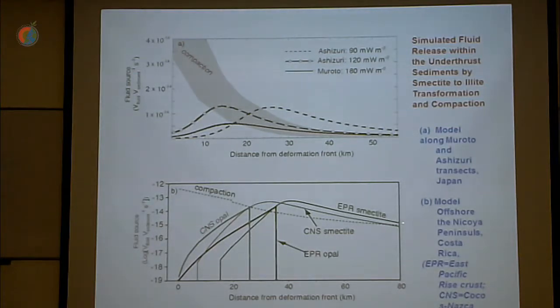plate and the East Pacific Rise plate. That is the cooler plate and that is the warmer plate. And you can see compaction is coming out at a very early time. And here we have both opal A, and that is the smectite. So you can see that as the hotter plate, the maximum fluid is coming out earlier than that. So these kind of calculations were taken into account.